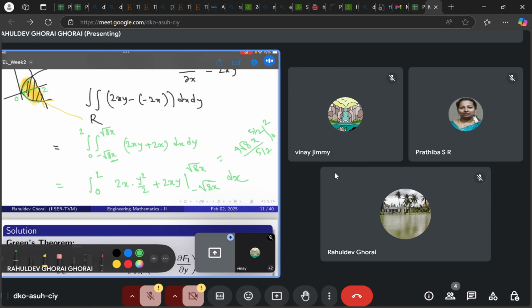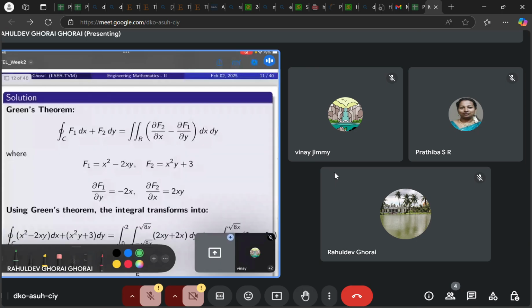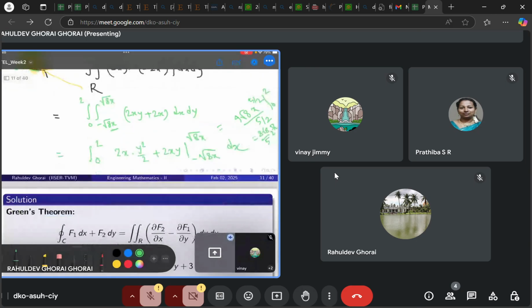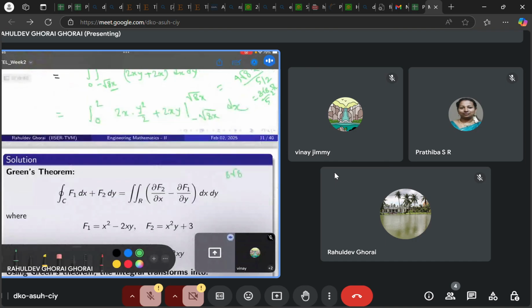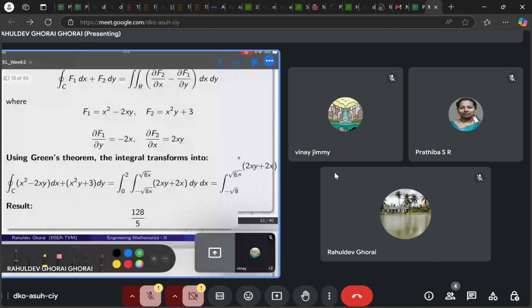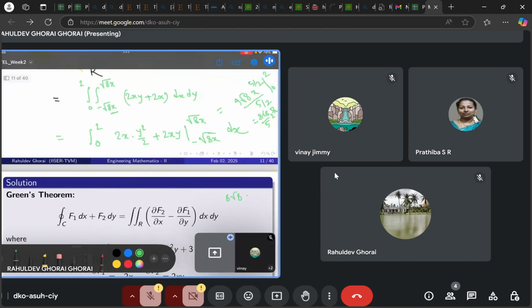So it will give you 8 root 2 over 5 to the power 2 to the power 5 by 2. If I am correct, that will be the answer. I mean, yeah, 8 root 2 over 5. So if you write this 8 root 8 times 2 to the power 5 means 2 square times square root of 2, right? So 4 times square root of 2 over 5.